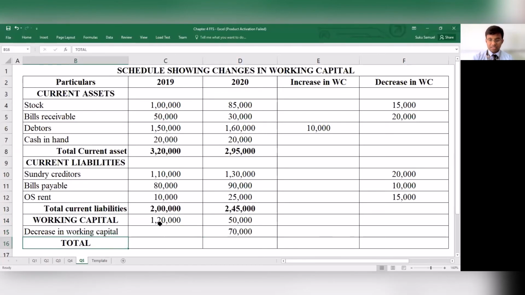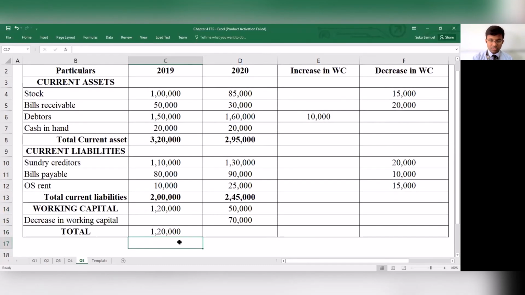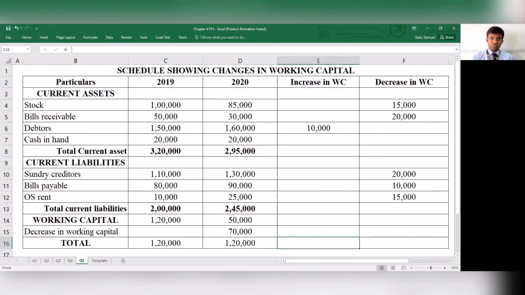Notice why I have written it over here: when I add up the total, it should be 1,20,000. So this is nothing but your balancing figure. 50,000 plus 70,000 should be 1,20,000. So we have completed the preparation of the schedule showing changes in working capital for this particular question, and this involves a decrease in the working capital.